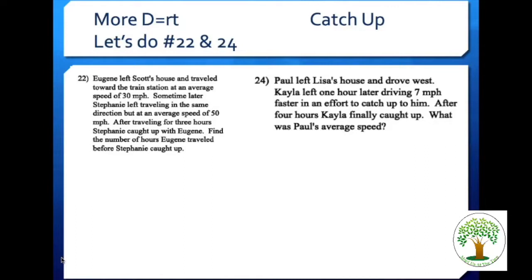Eugene left Scott's house and traveled toward the train station at an average speed of 40 miles an hour. I personally need to draw a picture on this. This is Eugene, and he's headed towards the train station. I'm going to put a little E for Eugene, and he's going at 30 miles an hour. Sometime later, Stephanie left, traveling the same direction at an average speed of 50 miles an hour. I'm not going to put the arrow yet for my length. I don't know how far I'm going to draw it. After traveling for 3 hours, Stephanie caught up with Eugene.